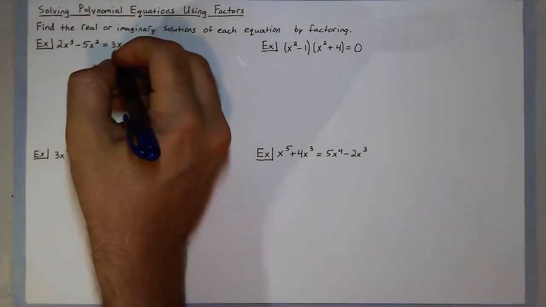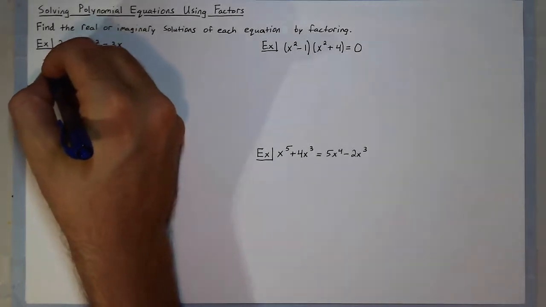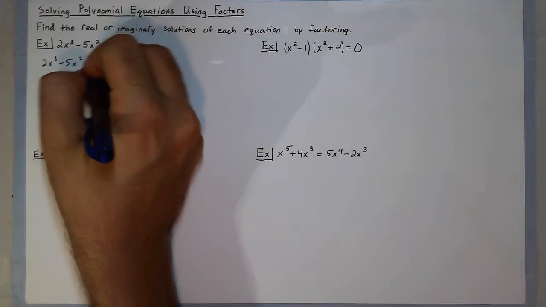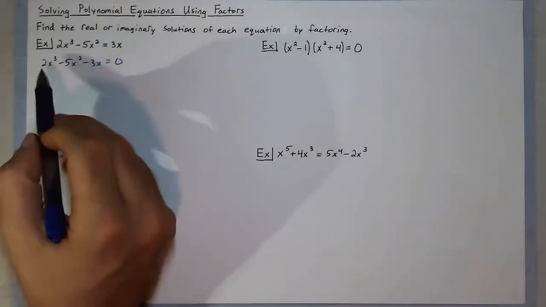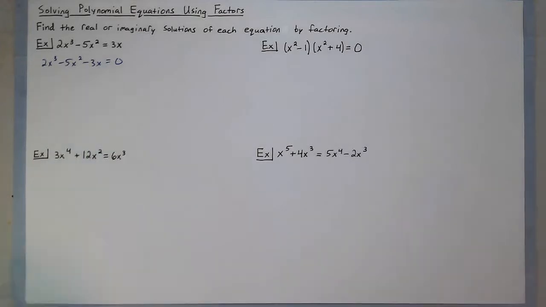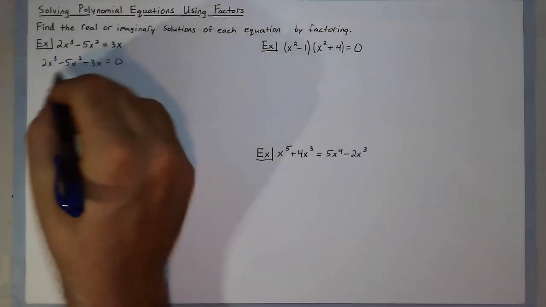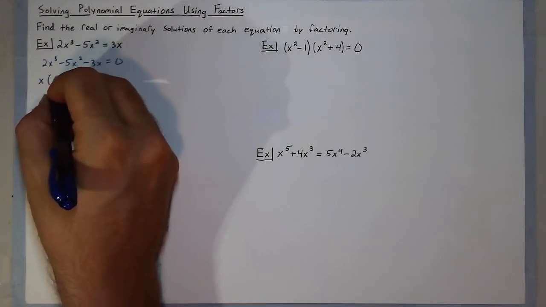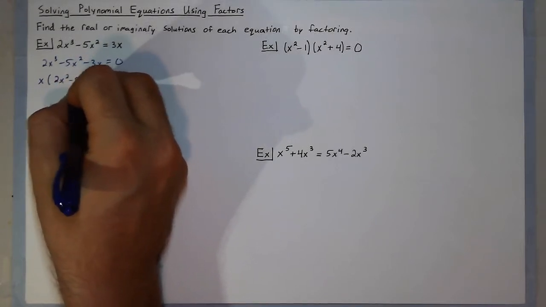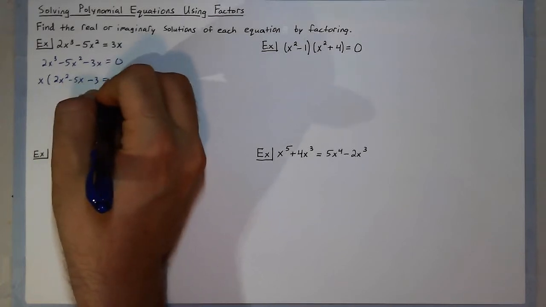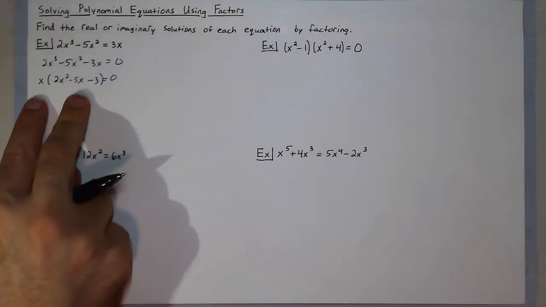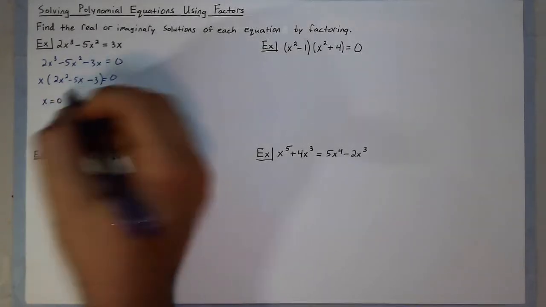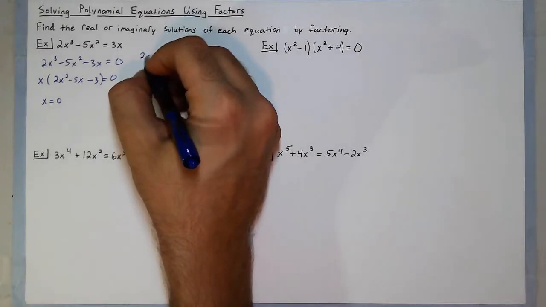First I'll subtract 3x, which gives me 2x cubed minus 5x squared minus 3x equals 0. And now I'll look for any common factors that I can factor out. They all have an x in common, so I can factor out x, which gives me x times 2x squared minus 5x minus 3 equals 0. Now I have two factors being multiplied together that give me 0, so I can set my first factor equal to 0 and my second factor equal to 0.